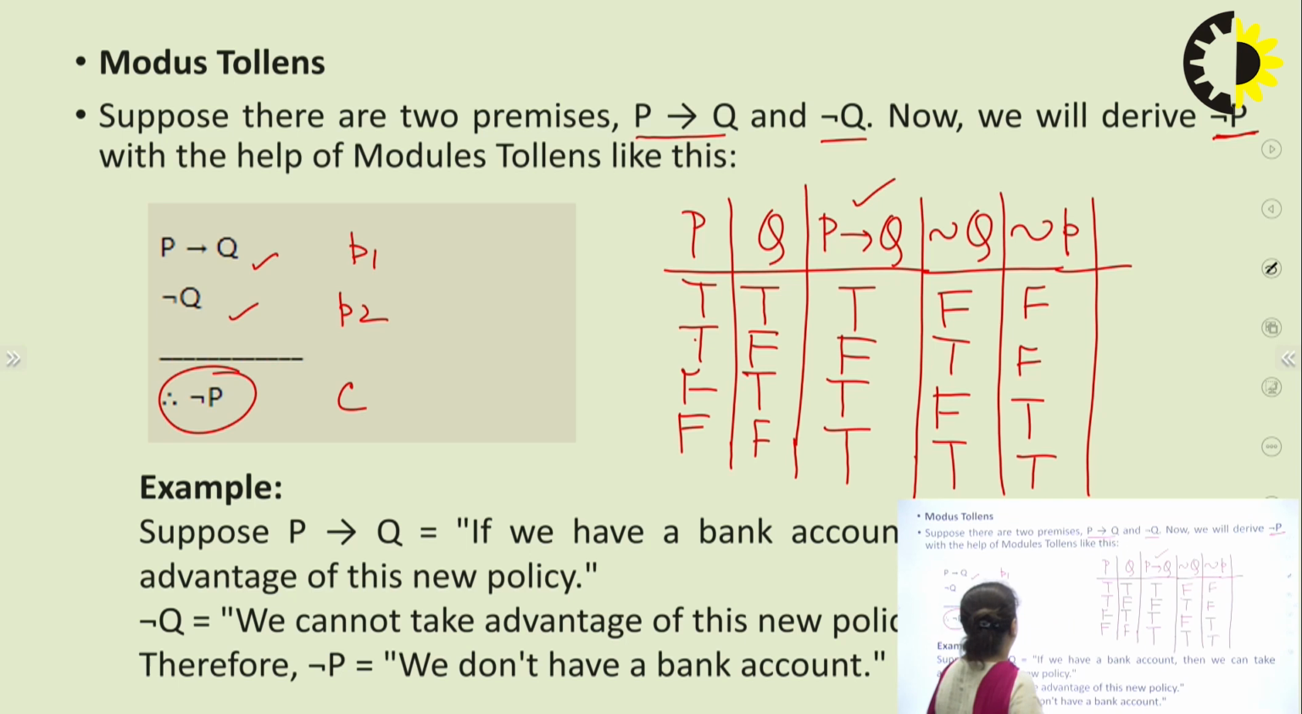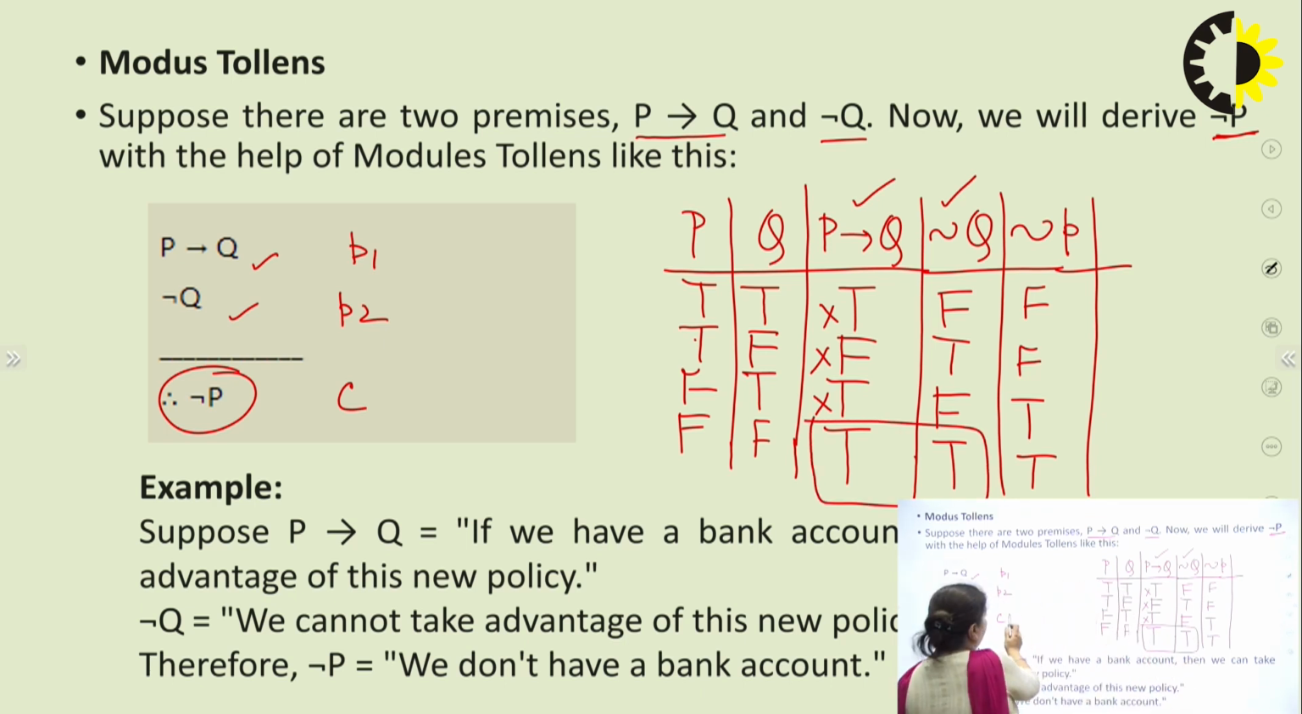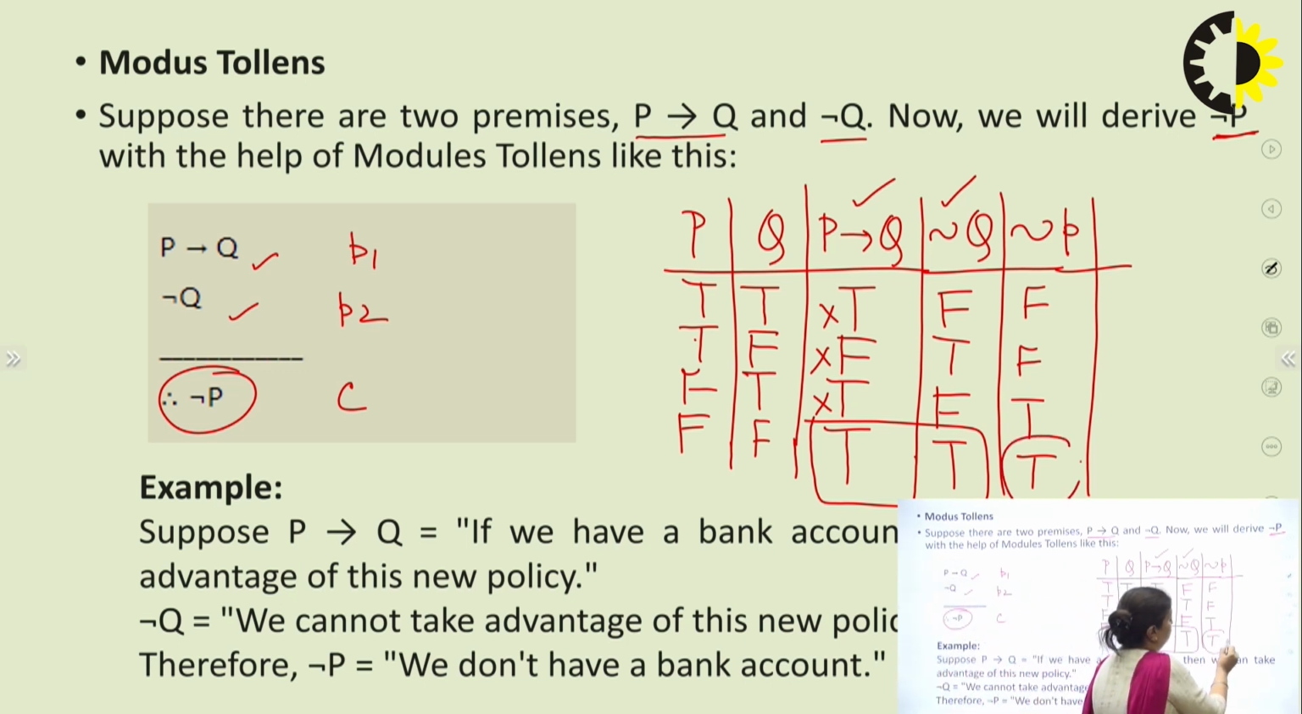So, now let's check the critical rows. That means the rows in which both my premises are true. So, this is not a critical row because the first premise is true, second is false. This is again not a critical row. This is also not a critical row, but this one is a critical row because both my premises are true. So, here I need to check the value of my conclusion. It is also true. So, I can say that it is again a valid rule.